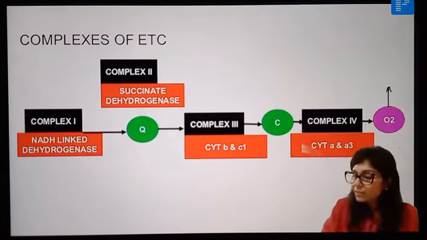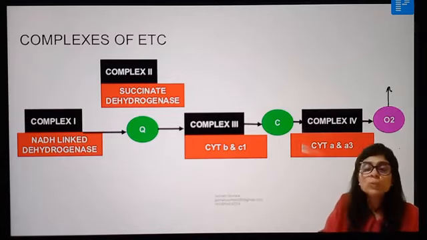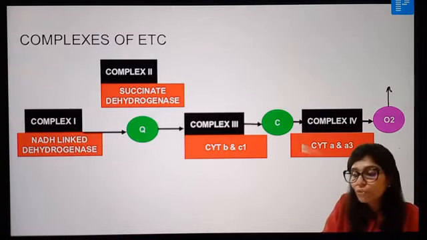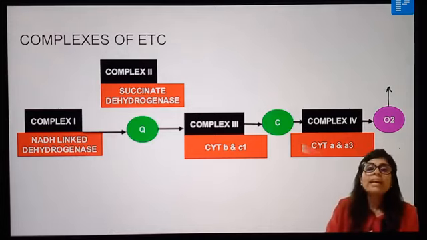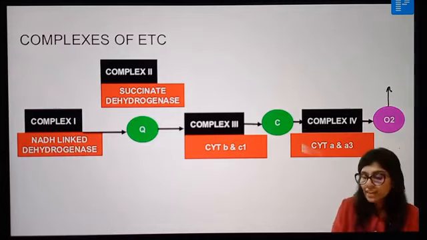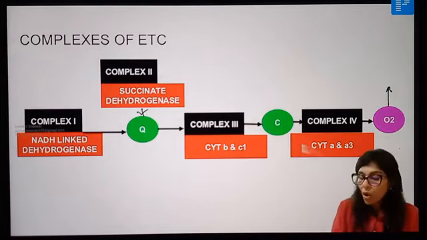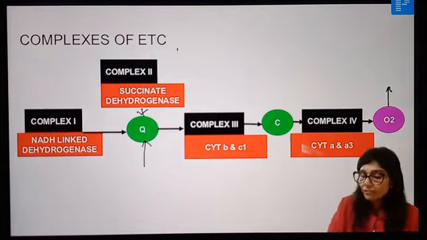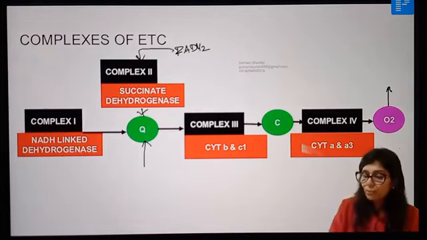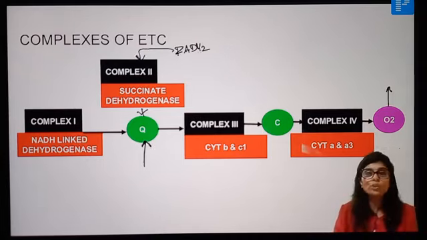This was asked previously in FMG. Which is the final acceptor of electrons in the electron transport chain, all of you? It is oxygen. Okay, so this is for NADH. FADH2 electrons enter the electron transport chain through complex 2, or directly they go to Q.